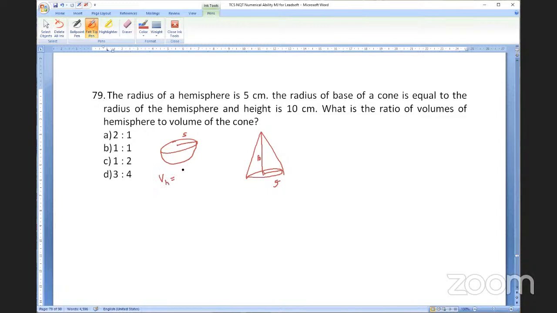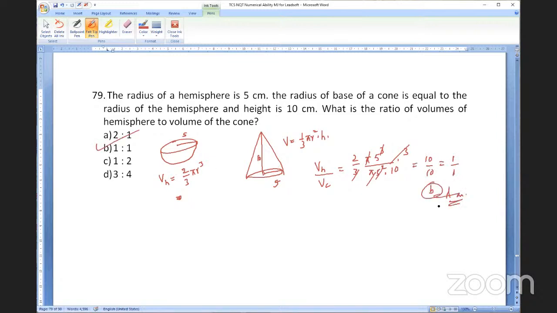Volume of hemisphere is given by 2 by 3 pi r cube, and volume of the cone is given by 1 by 3 pi r square h. So volume of hemisphere by volume of cone would be 2 by 3 pi 5 cube by pi r square h, h is 10, and this 3 will go here. 3 cancel, pi cancel, this will give us 5. 5 into 2 is 10 by 10, which is 1 by 1. Option B is the pick.